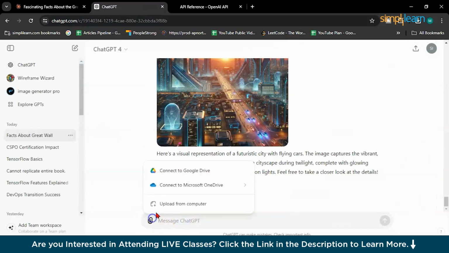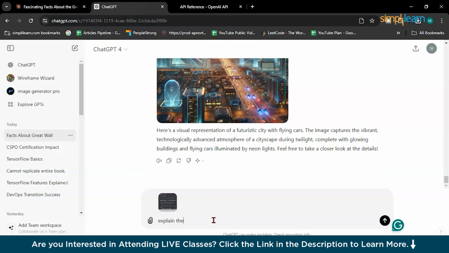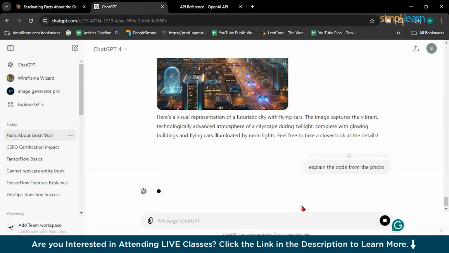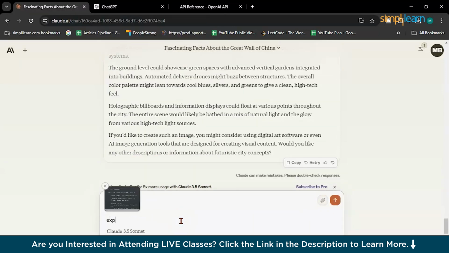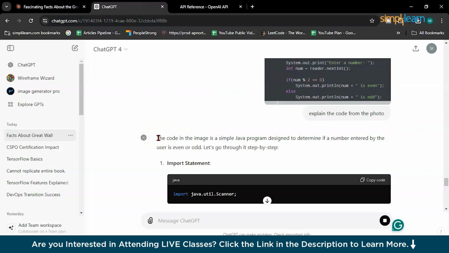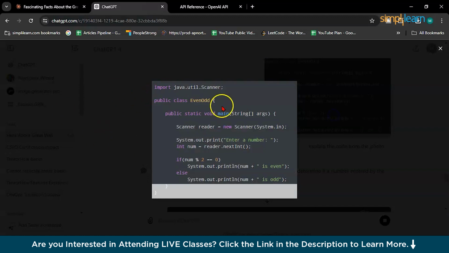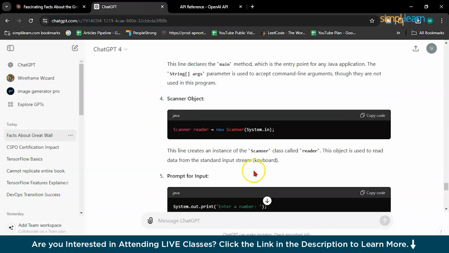Yeah. So now the last category, whether it can explain the code from a photo. Here I will write: explain the code from the picture. So here you can see the code in the image is a simple Java program designed to determine if a number entered by the user is even or odd, right? Exactly, you can see the picture, the even or odd program. Here you can see it is explaining line by line, GPT-4.